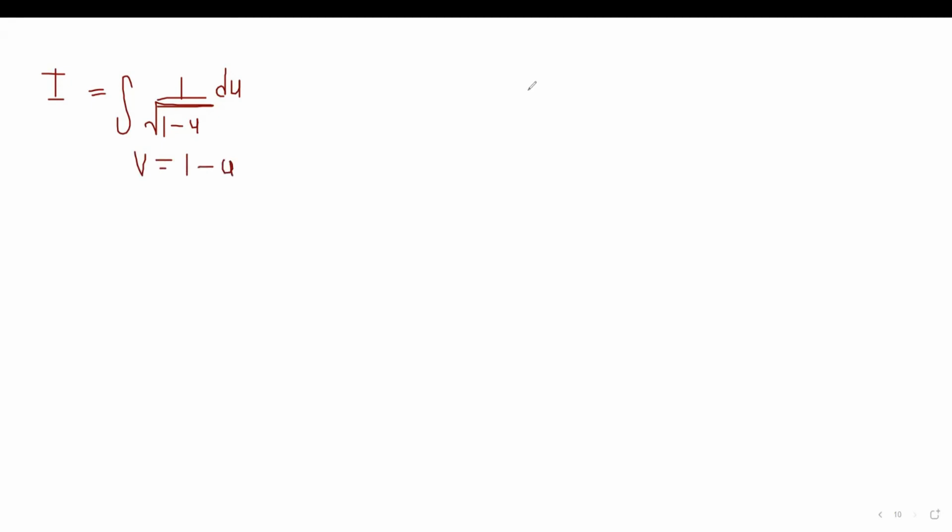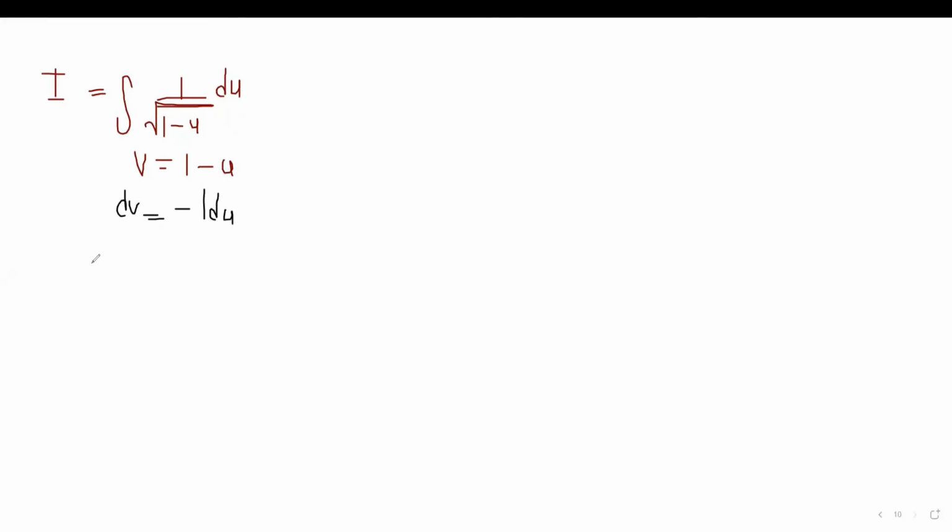So if this is v, Marika, we need to write down dv by du. dv by du will be, when I differentiate this, I will get minus 1. Because when I differentiate v with respect to u, I get negative 1, right? Right, Marika? Yes, sir. So I can write that dv is minus 1 du.